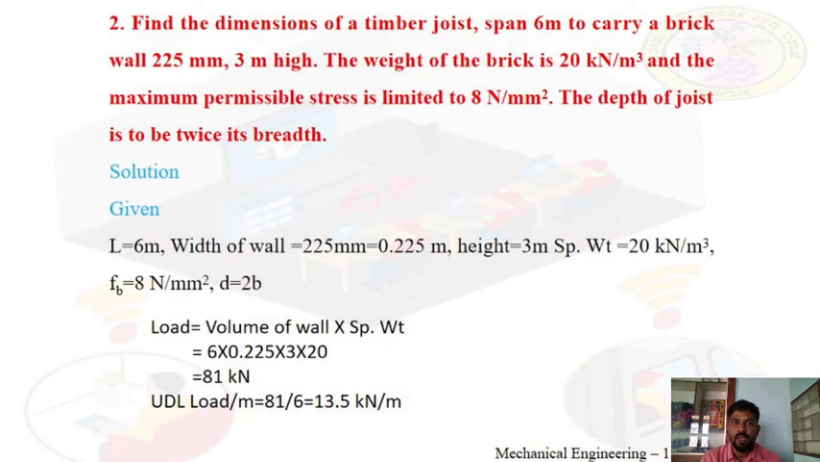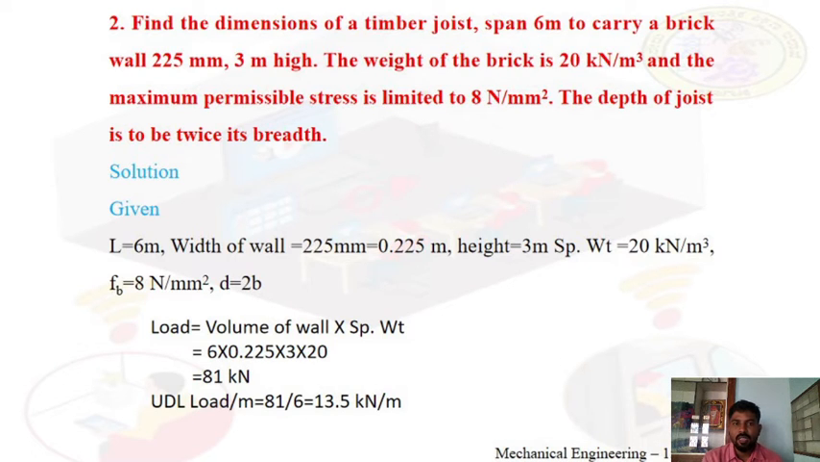So next, another problem. Find the dimensions of the timber joist of span 6 meter to carry a brick wall of 225 mm thickness, 3 meter high. The weight of the brick is 20 kilonewton per meter cube, and the maximum permissible stress is limited to 8 Newton per mm square. The depth of the joist is to be twice the breadth.